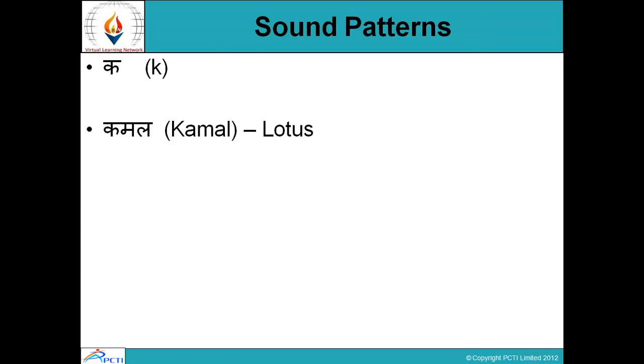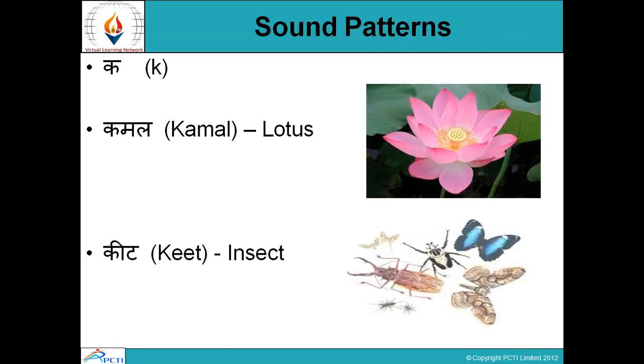So let us start with the first consonant, that is K. It's the sound of K. K, it's Kamal. You can see K, Kamal. Kamal is what? Lotus. Lotus is a beautiful flower, the national flower of India.